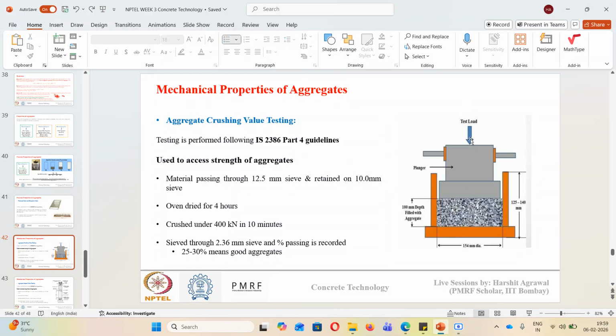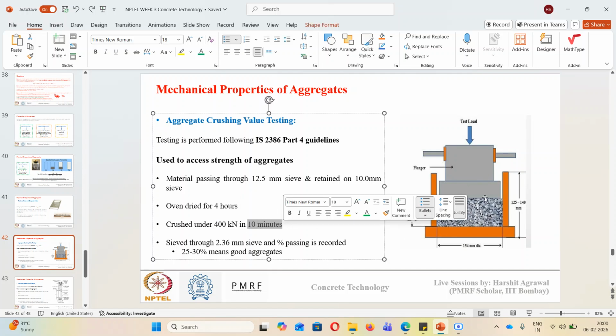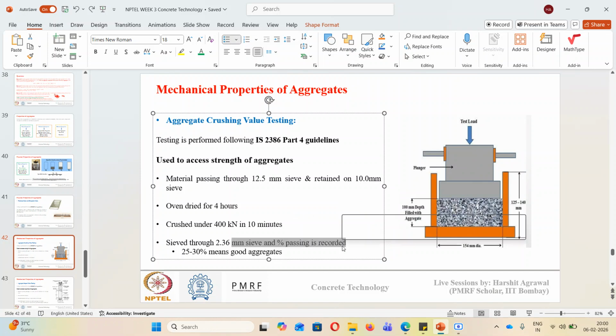Okay, and we are applying load on this aggregate system. So we apply 400 kilonewton load for 10 minutes. Due to application of load, aggregates will get crushed. So we'll do the sieve analysis and we determine how much aggregates got crushed, or how much aggregates are passing the 2.36 mm sieve.